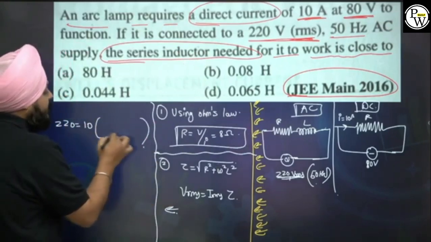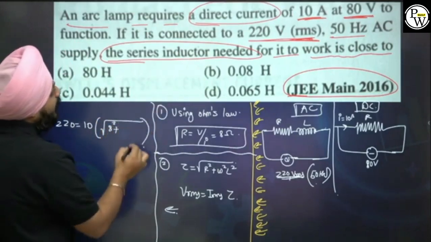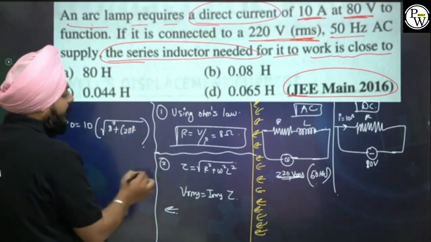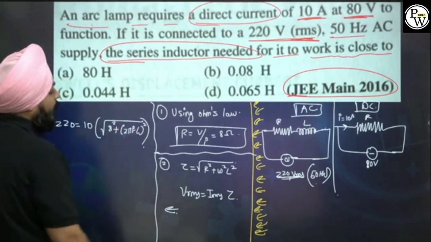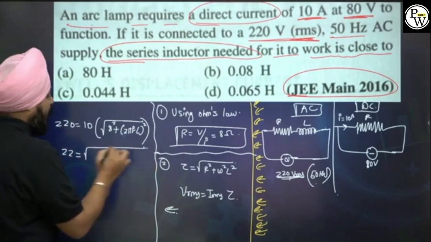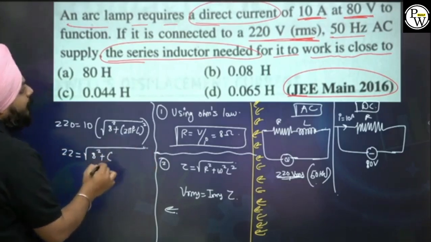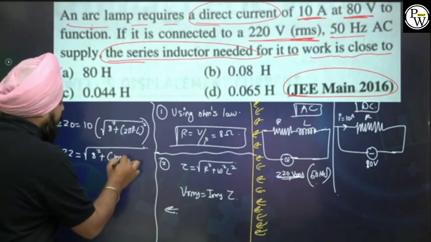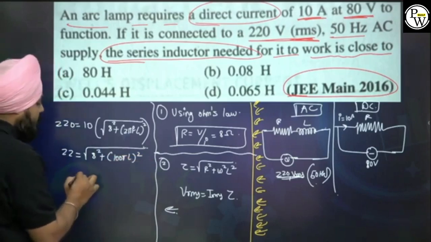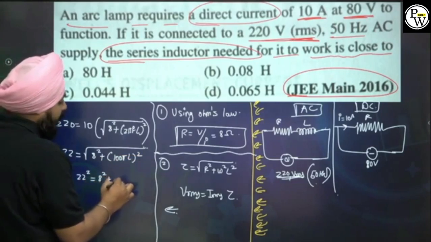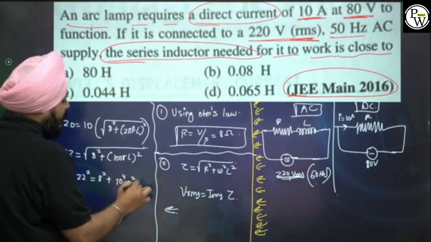So the impedance would be under root of R square. What is the value of R? 8 square plus, what is omega? 50 hertz it is there. So let's say it is 2 pi f into L, whole square. So finally we are going to say 22 is equal to under root of 8 square plus, frequency is 50 hertz, so 2 pi into 50, 100 pi. So it is 100 pi L whole square. So 22 square is equal to 8 square plus 10 to the power 4 pi square into L square.